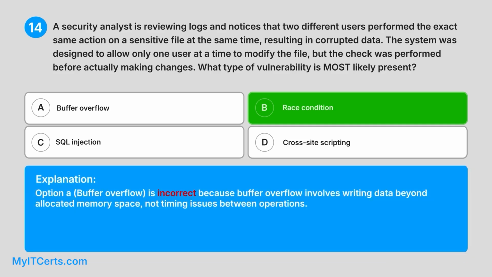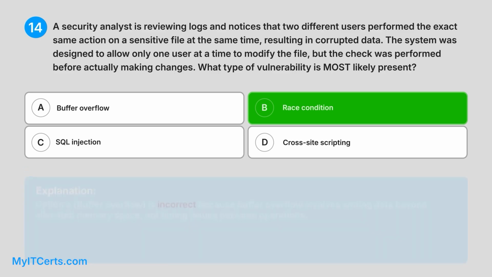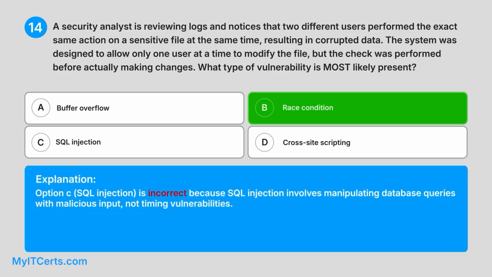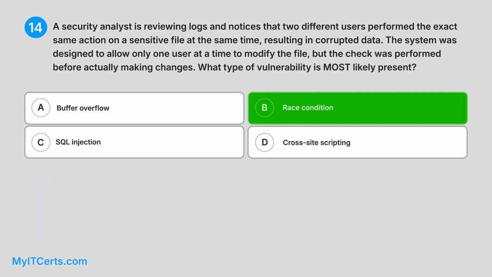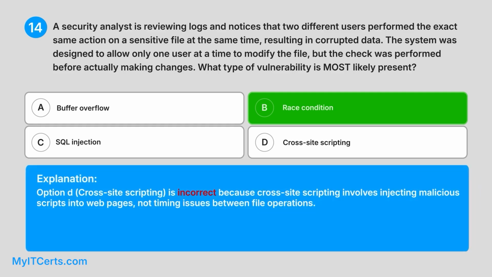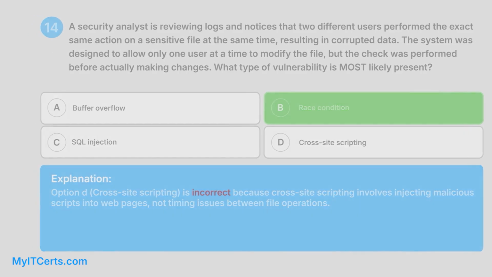Option A, buffer overflow, is incorrect because buffer overflow involves writing data beyond allocated memory space, not timing issues between operations. Option C, SQL injection, is incorrect because SQL injection involves manipulating database queries with malicious input, not timing vulnerabilities. Option D, cross-site scripting, is incorrect because cross-site scripting involves injecting malicious scripts into web pages, not timing issues between file operations.